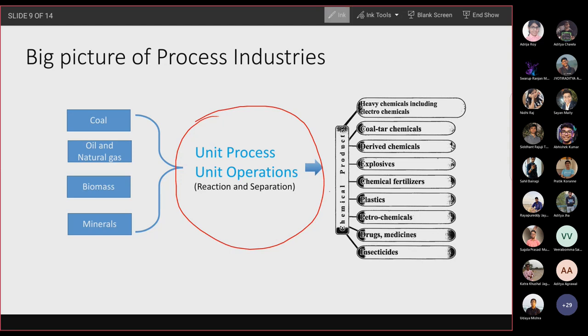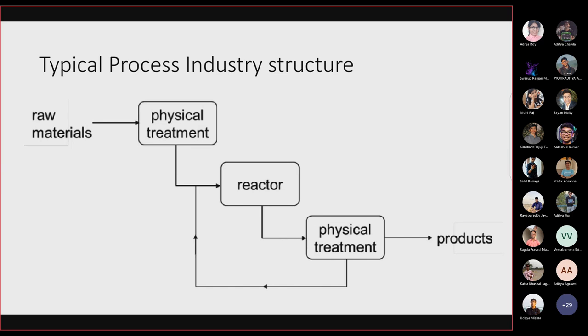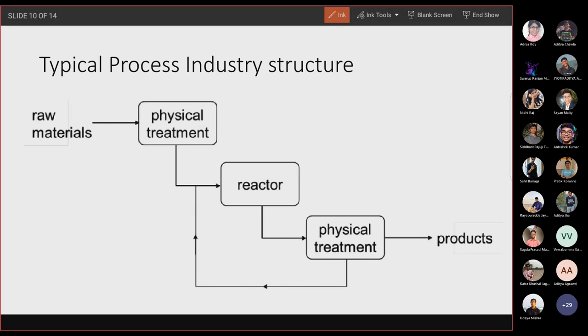So, typical process industry structure. If you take any chemical process industry, it follows this structure. So we take raw materials. Just now I showed natural resources. But the natural resources are not 100% pure. Natural resources are not a single component. It has impurities. Sometimes it has a mixture of components. So those raw materials have to undergo a physical treatment. It could be a removal of impurities, or a separation of a mixture into individual components, or sometimes simply a physical treatment such that the reactor performance will be very high.